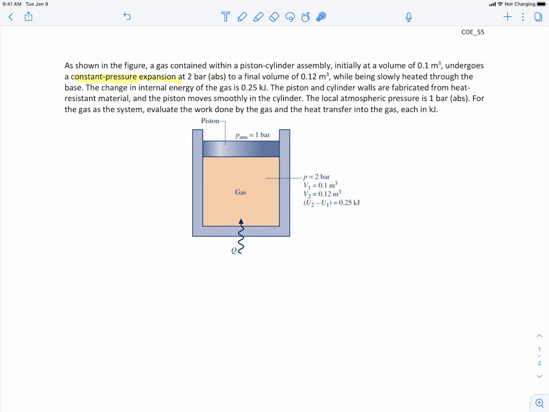At 2 bars absolute to a final volume of 0.12 cubic meters while being slowly heated through the base down here. The change in the internal energy of the gas is 0.25 kilojoules, so that's the internal energy in here. The piston and cylinder walls are fabricated from a heat-resistant material, so that means that we don't have to worry about any heat transfer through the piston surface and the walls here. The only heat transfer is coming in from the base. And the piston moves smoothly in the cylinder, so there's no friction with the walls here.